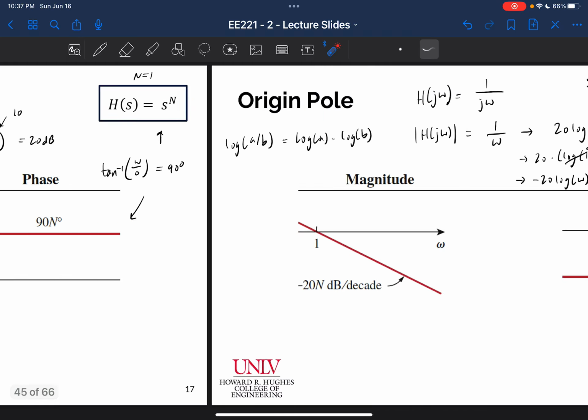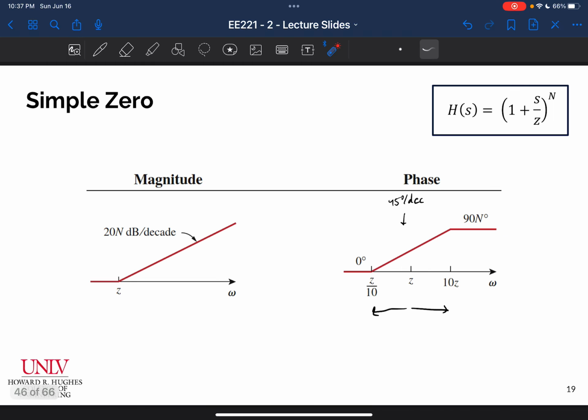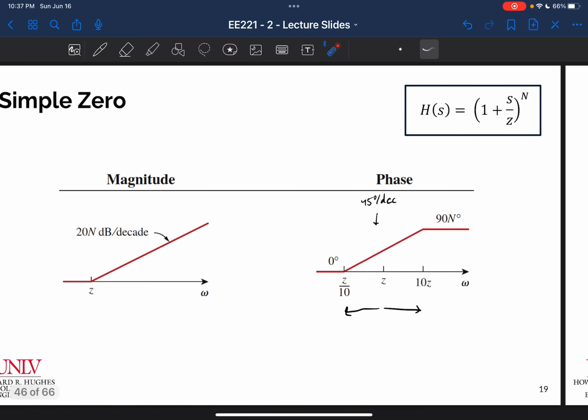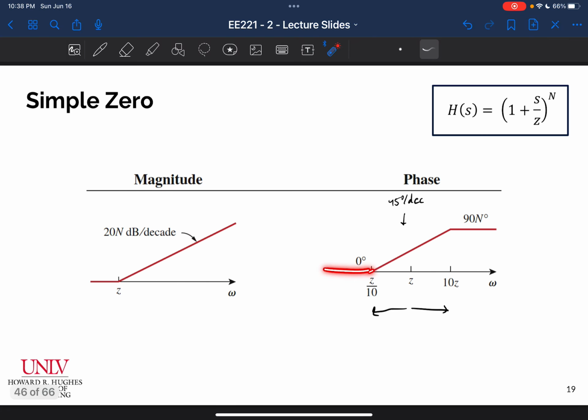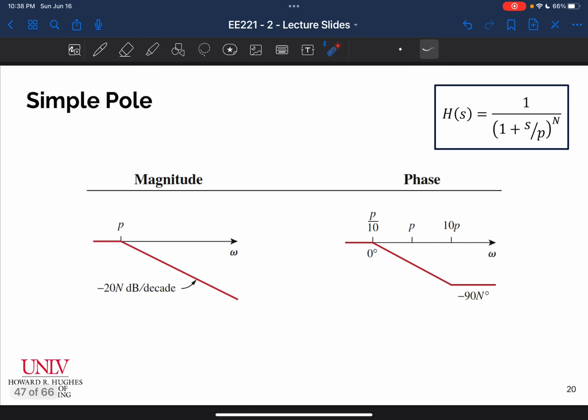Okay. The simple pole and the simple zero start out at 0, and then the zero takes off at 20 dB per decade, starting at the frequency of the zero. It has this 45 degrees per decade for 2 decades, centered around the value of the zero. And the pole does the exact opposite: it drops at 20 dB per decade, starting at the value of the pole. And then it has a 45 degree per decade drop, with negative 45 degrees right at the pole frequency.